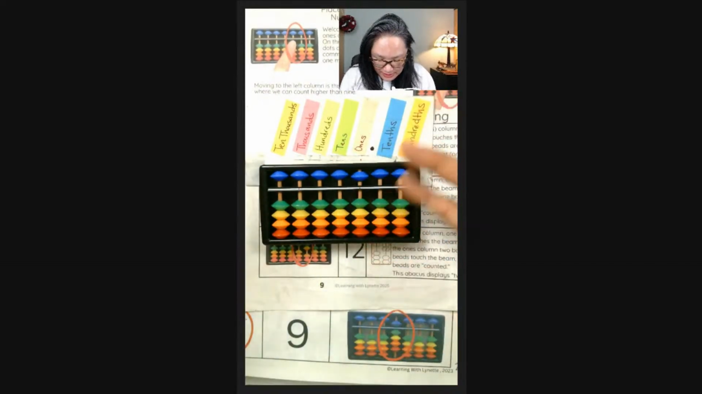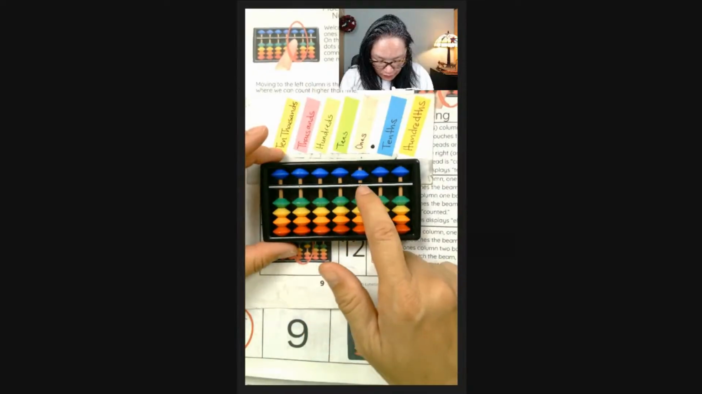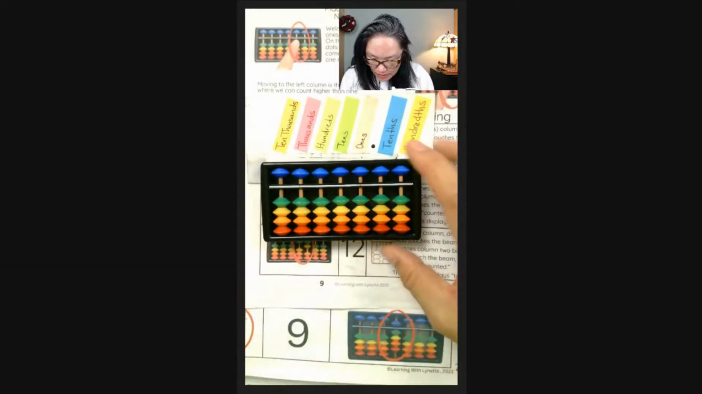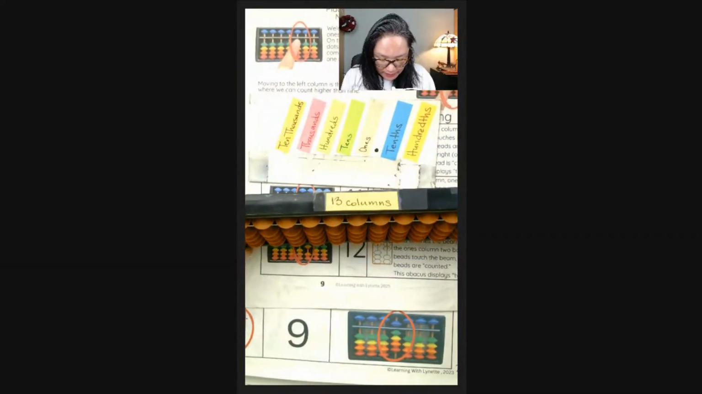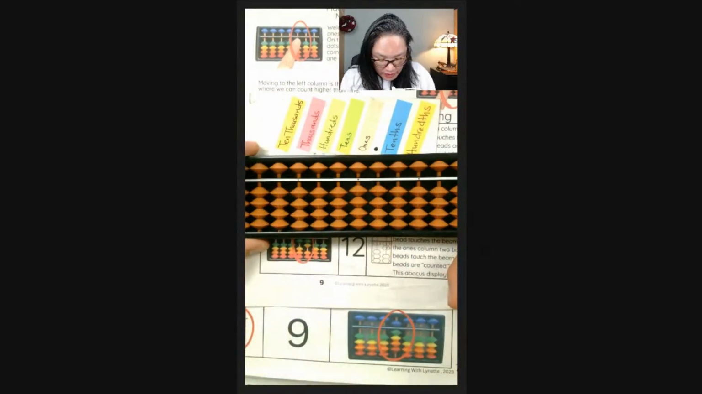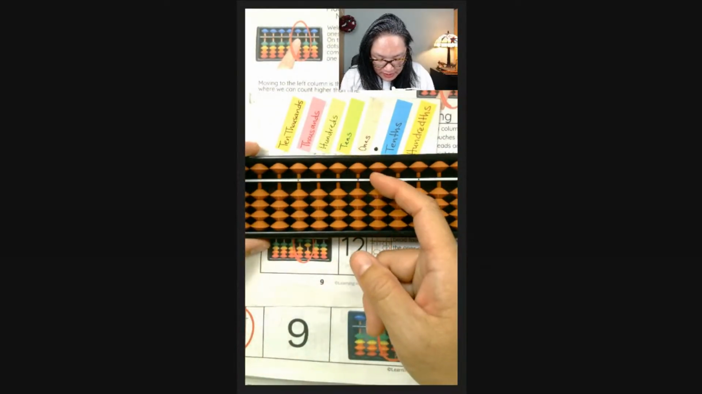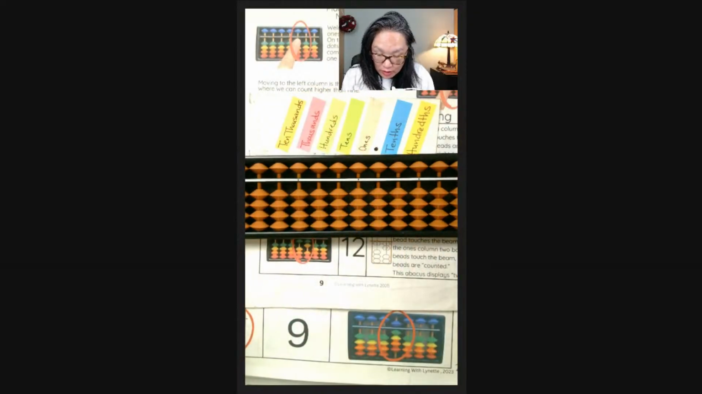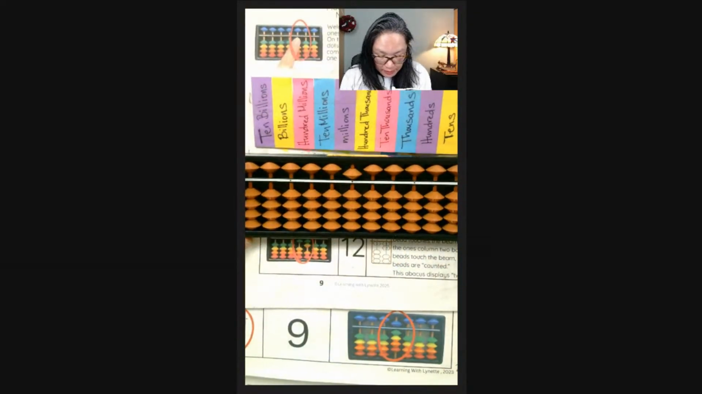If you notice, this is a 7-column abacus. 1, 2, 3, 4, 5, 6, 7. We can use a 13-column abacus. It works exactly the same. The only difference is that there are just more columns, and because there are more columns, we have a bigger number. So here's my bigger number.